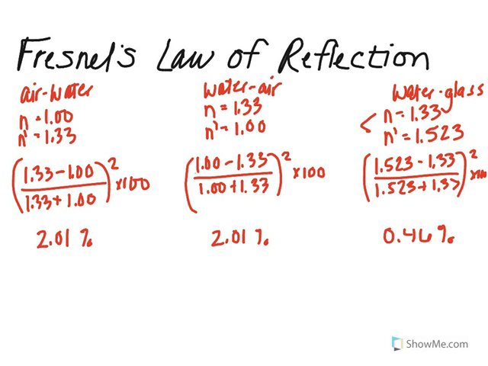And what this is showing you is that when the n and the n prime are closer together, there's not as much difference between the two, that less light is going to be reflected. When there's a greater difference between the n and the n prime, like that between air and water, then more light would be reflected at that surface.